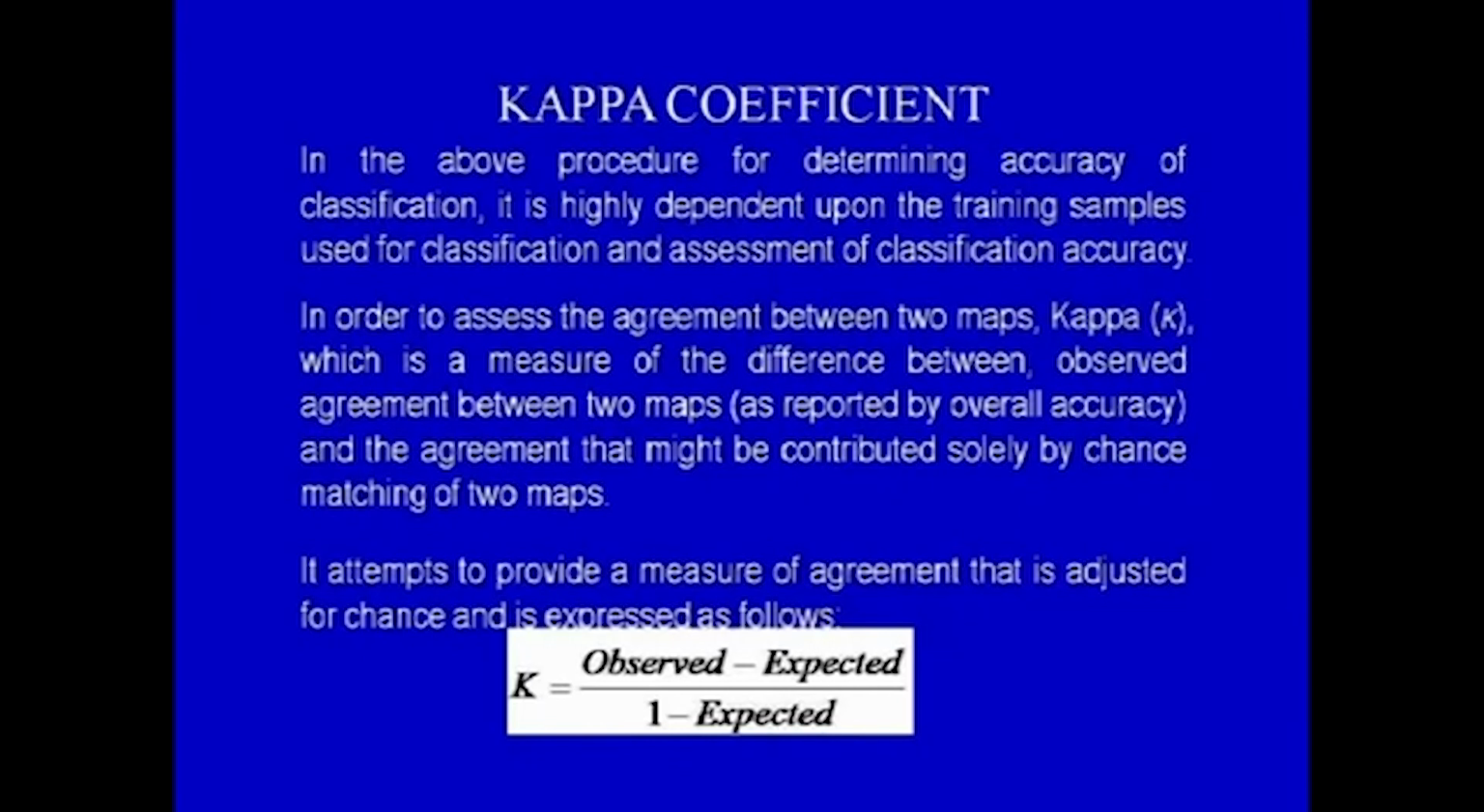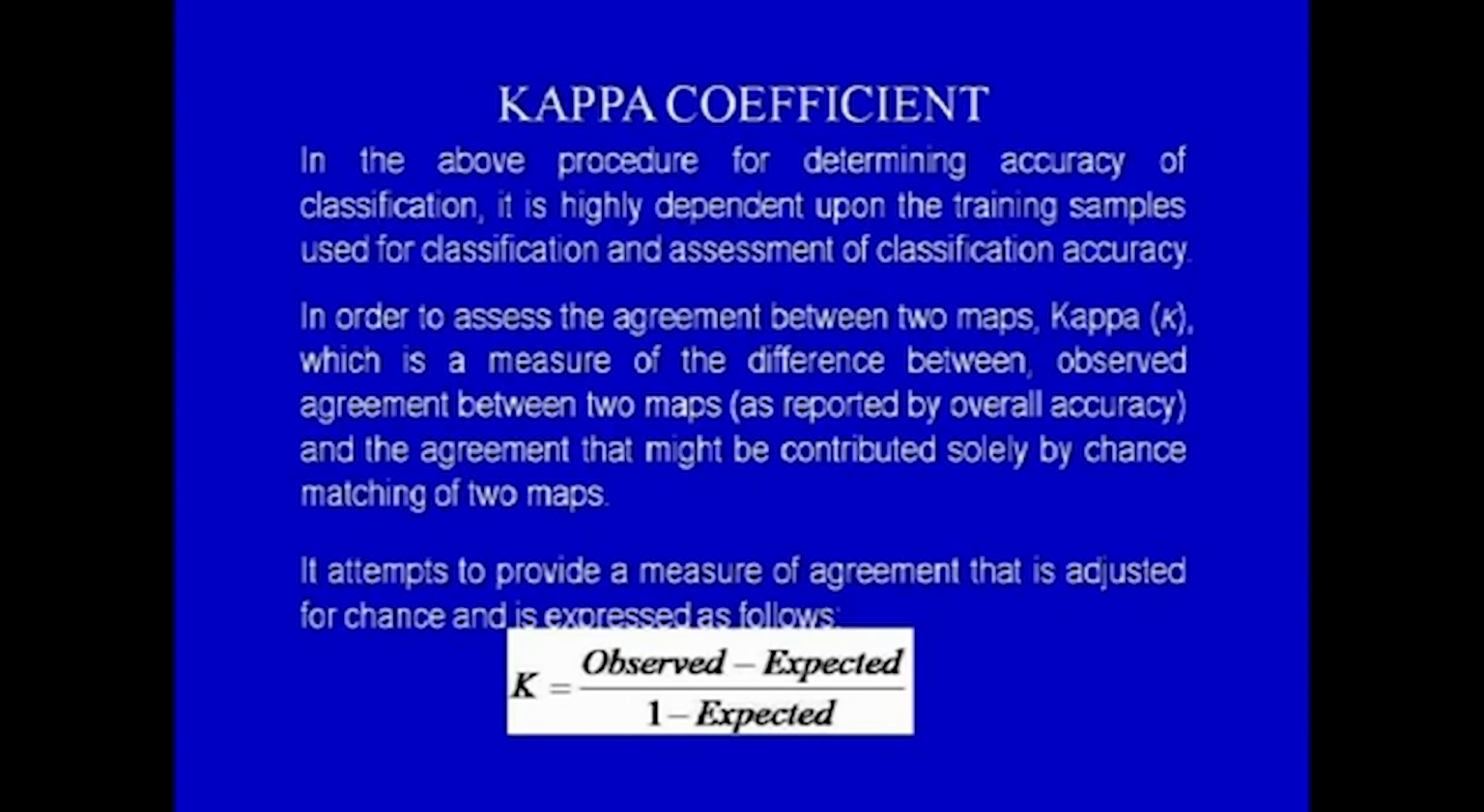Another coefficient of measurement of accuracy is the kappa coefficient. This particular procedure of determining the accuracy of classification is highly dependent upon the training data samples used for classification and assessment of classification accuracy. In order to assess the agreement between the two maps, kappa is a measure of the difference between the observed agreement of the two maps and the agreement that may have been contributed solely by chance of matching the two maps.